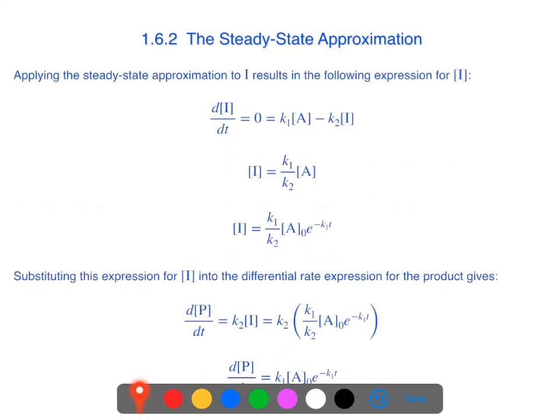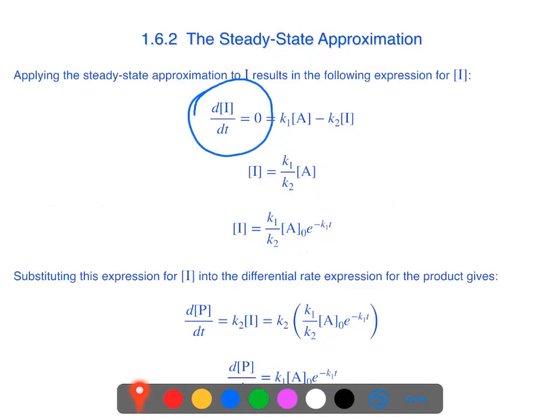So if we apply the steady state approximation to I, we end up with the following expression. By invoking the steady state approximation, we're basically saying that the change in the concentration of I with time is equal to 0. We can equate that to our terms k1[A] and minus k2[I], and we can rearrange for the intermediate concentration. So in doing so, we end up with k1 over k2 times the concentration of A.